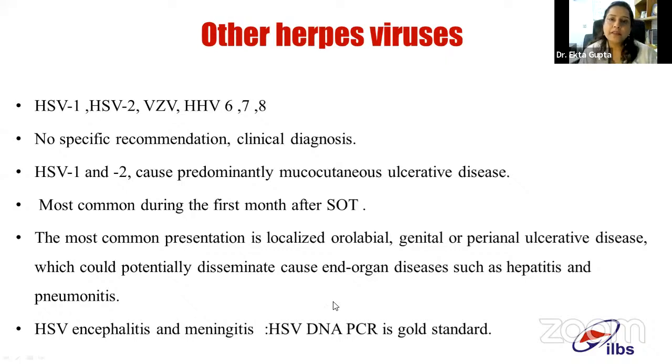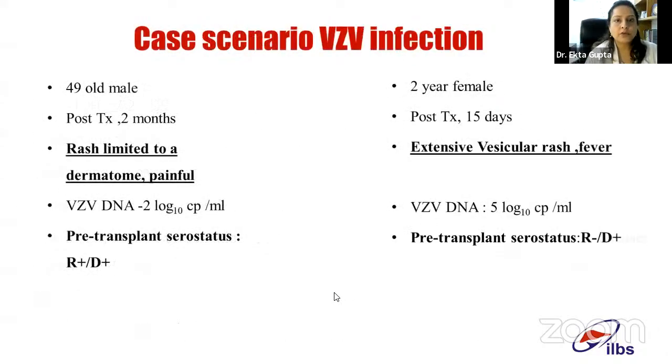So most of the herpes infections are clinical diagnoses, and you do not require viral load testing in these conditions. However, as a protocol, certain centers, like ours, have started getting HSV-1 and 2 PCRs done, but it is more of a clinical diagnosis. However, if it is meningitis or encephalitis, then you have to do a CSF PCR because it is the gold standard.